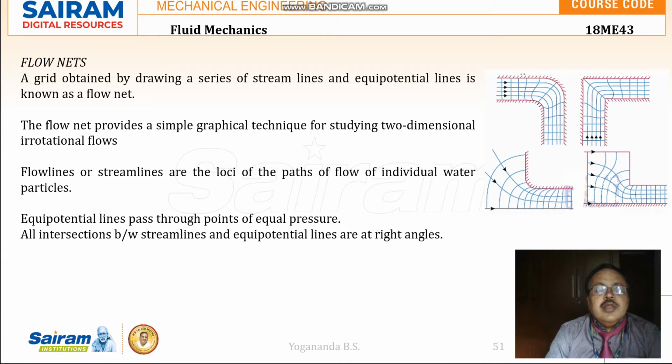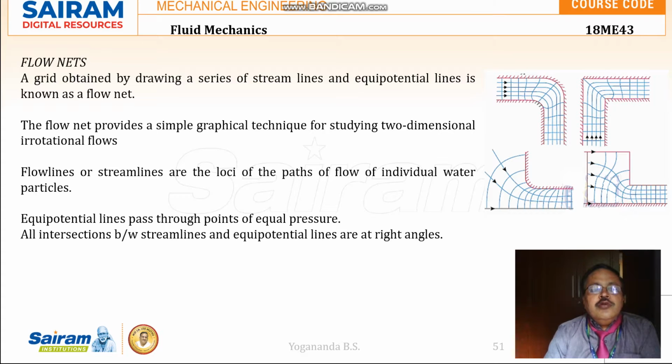Okay. Flow net. It is the grid obtained by drawing a series of streamlines and equipotential lines. So by drawing this series of streamlines and equipotential lines, we obtain the grid called a flow net. This is a simple graphical technique of studying a two-dimensional irrotational fluid flow. So what are streamlines and what are equipotential lines?